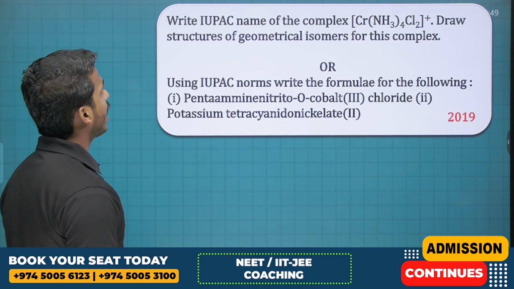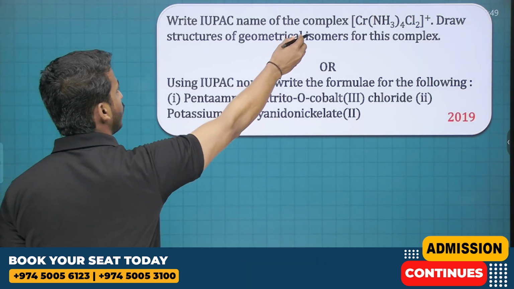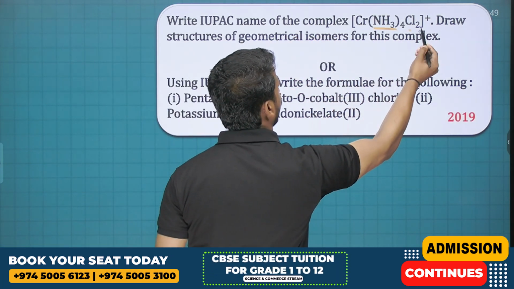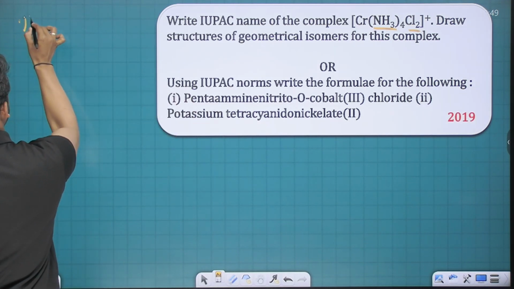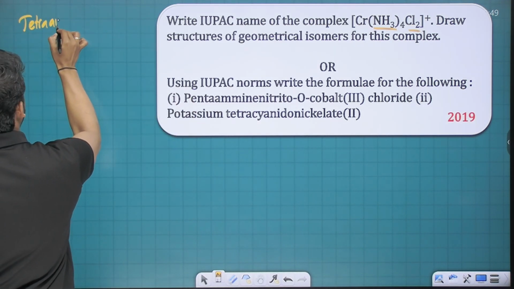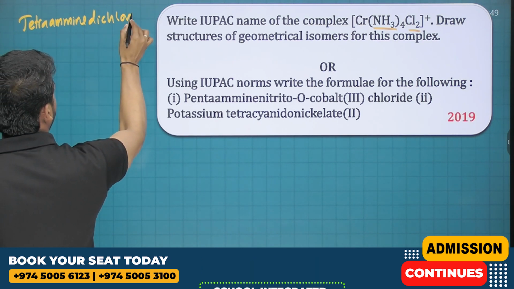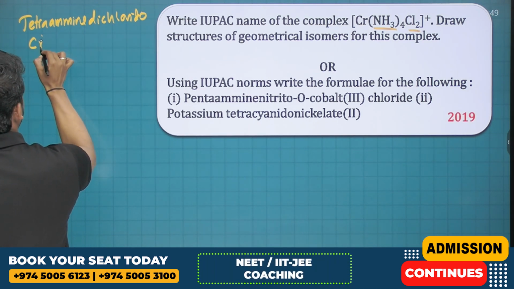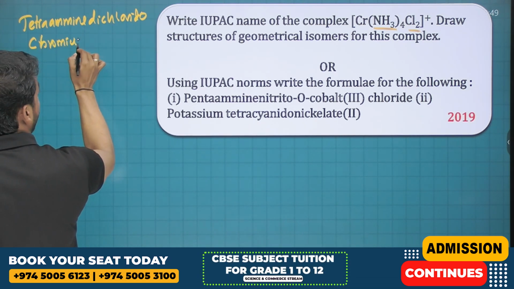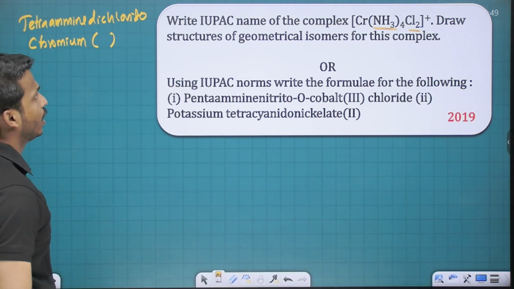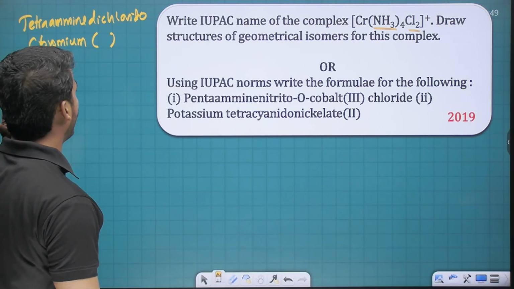Next one, write the IUPAC name of the complex. What is the name of this complex, my dear? Ammine is there, chlorine is there. Ammine first. So we can say tetraammine, dichlorido, chromium. Chromium is in positive charge. So, what is the overall charge? Tetraamminedichloridochromium.